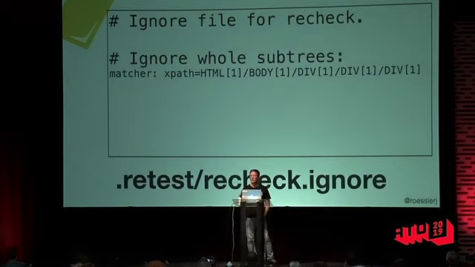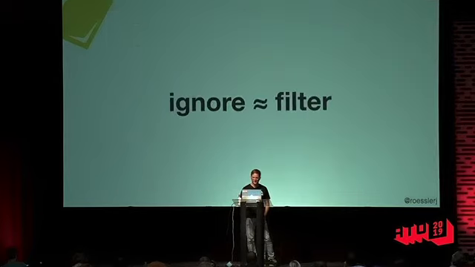Or I want to ignore whole subtrees. Maybe I just specify I don't care about a changing animation on my website, or a subtree that's coming from a different component, from a different microservice, whatever. So I want to ignore that completely. In such a way, ignore is like a filter. What I said earlier: to ignore the noise, you can use an ignore filter or ignore file to reduce the noise in the changes that you're notified about.